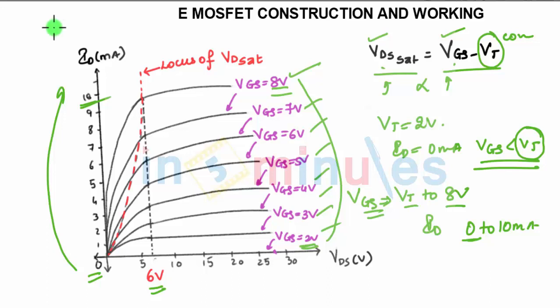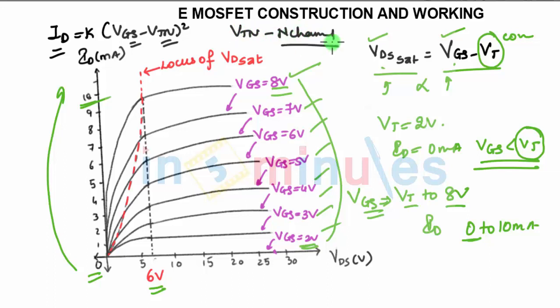Then for VGS greater than VT, the drain current and VGS relationship is given by ID equals K into (VGS minus VTN) the whole square. This is the relation between the current, the gate to source voltage and the threshold voltage for N channel. VTN is the threshold voltage for N channel MOSFET. For P channel you have plus VTP, which is just the difference between the formula for N channel and P channel.